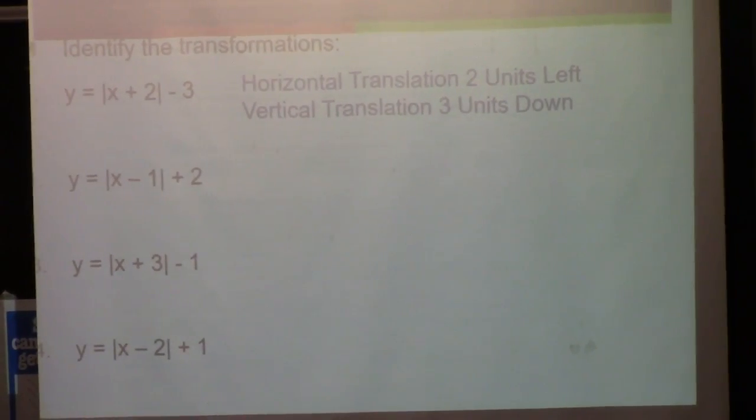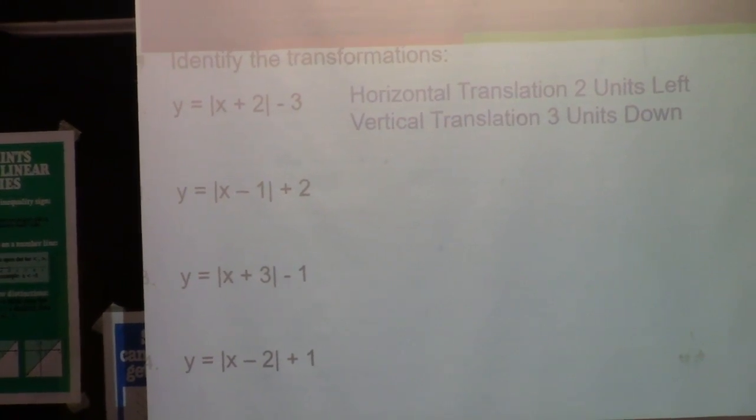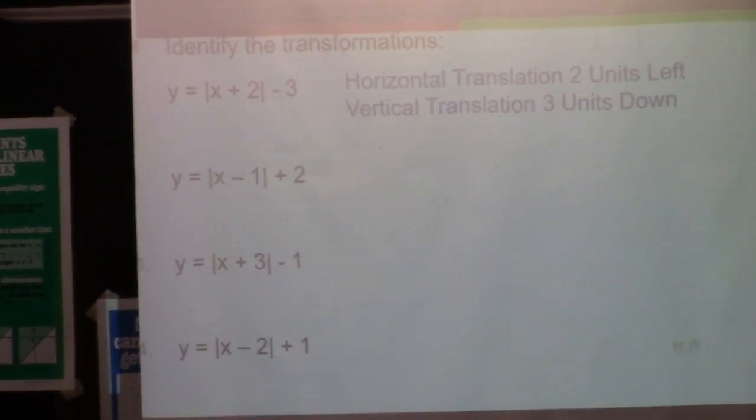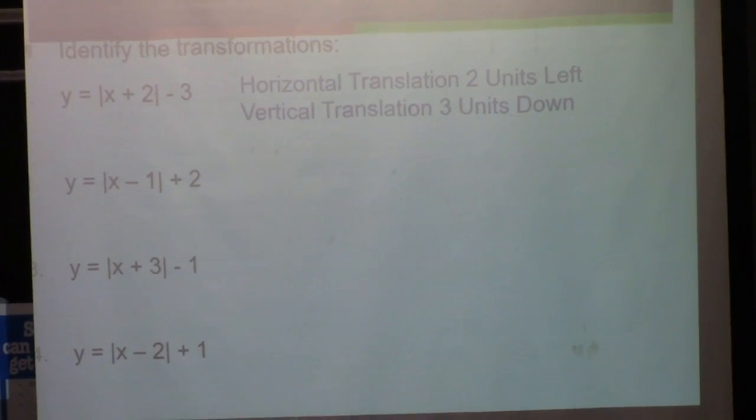All right, let's look at this next one. What's the horizontal translation here? X is equal to 1. Okay, so 1 is to the right of 0, so we went right 1. And then what? Two up. Good.